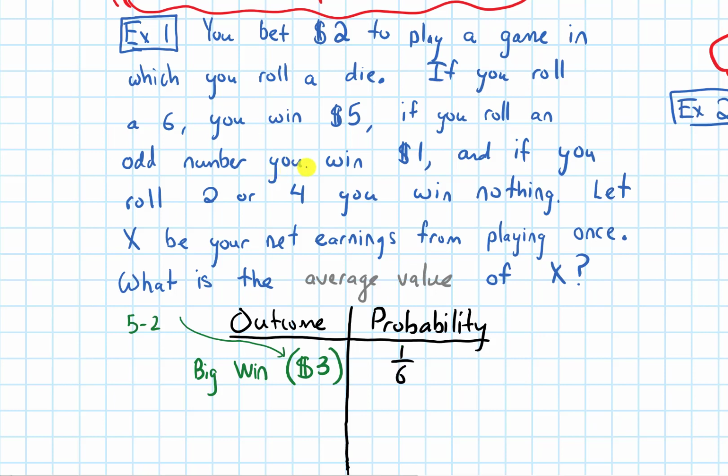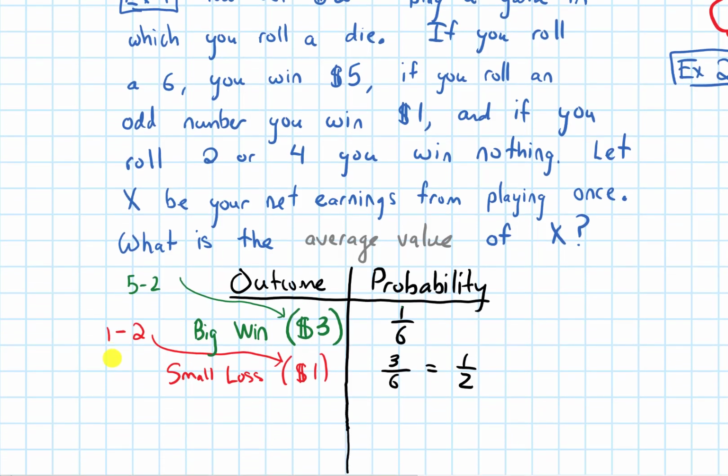If we win $1 by rolling an odd number, we overall lost money because we had to bet $2 to play. So I'm going to call that a small loss. We could have a loss of $1. This is coming from the fact that we won 1, but we subtract 2 because we paid $2 to play. The probability of that happening, well, that happens if you roll an odd number. There are 3 odd numbers out of 6 total options, so 3 over 6, which simplifies to just 1/2.